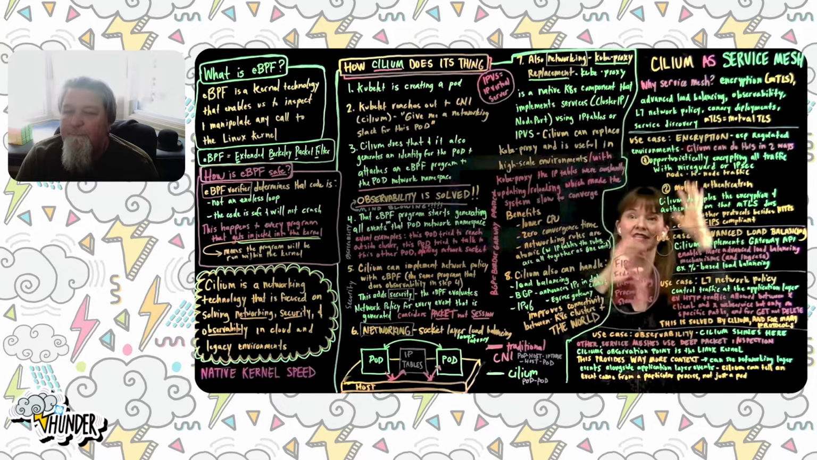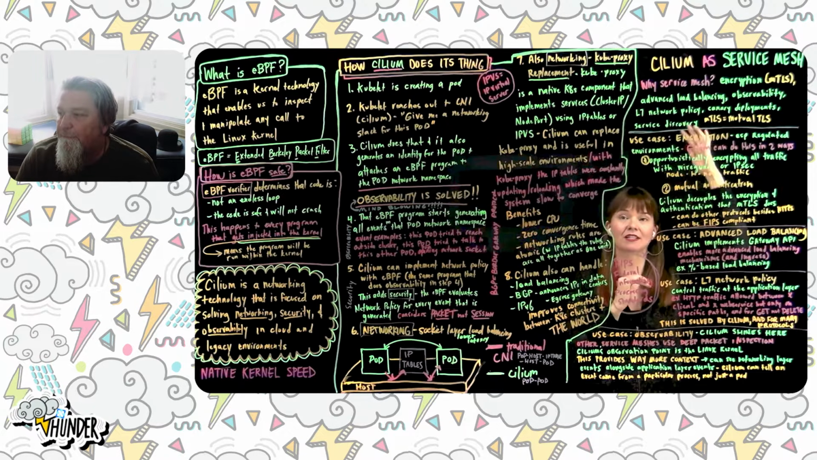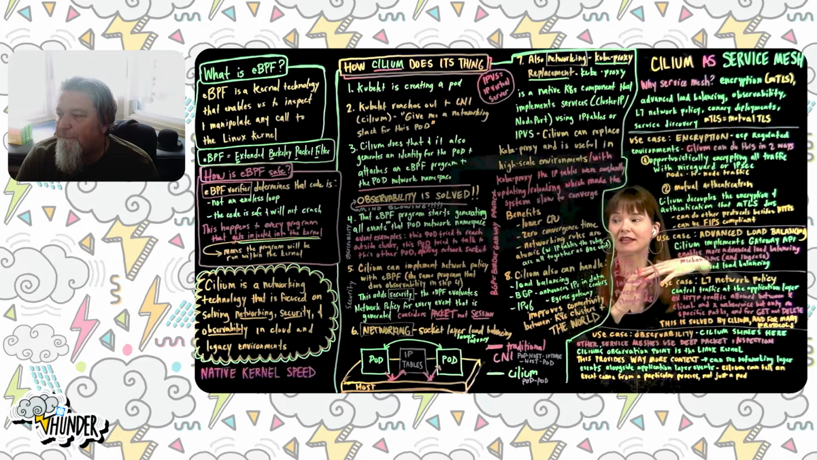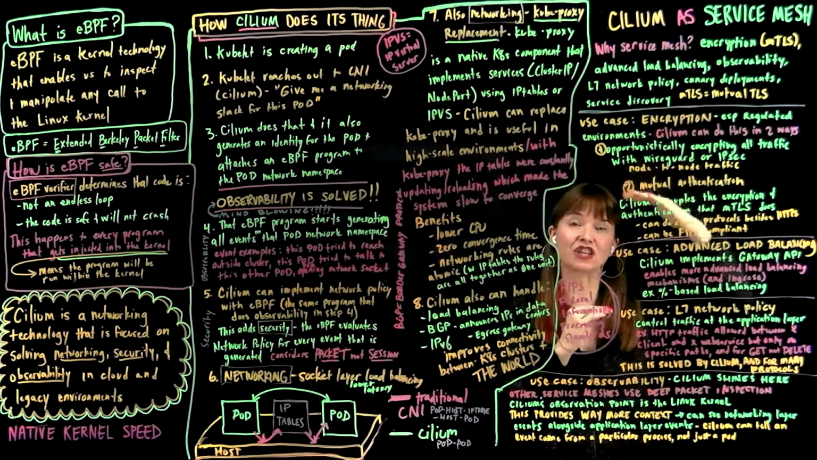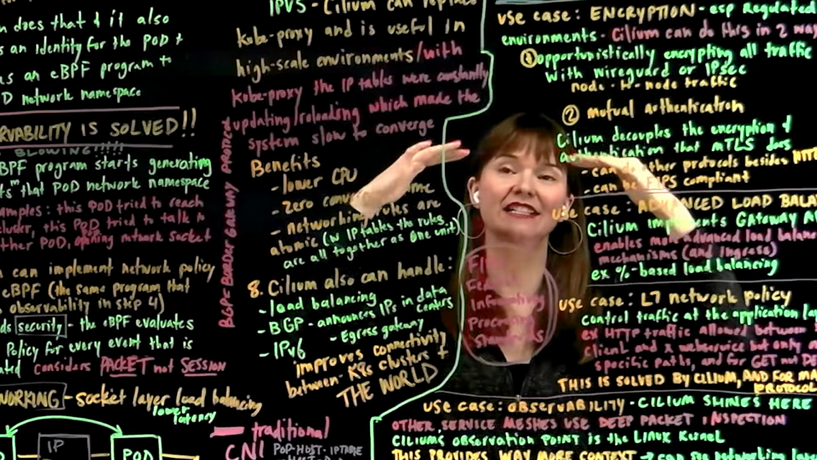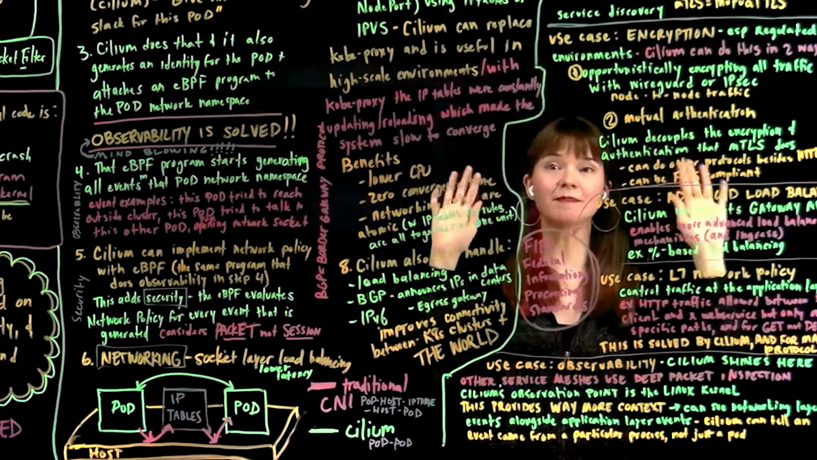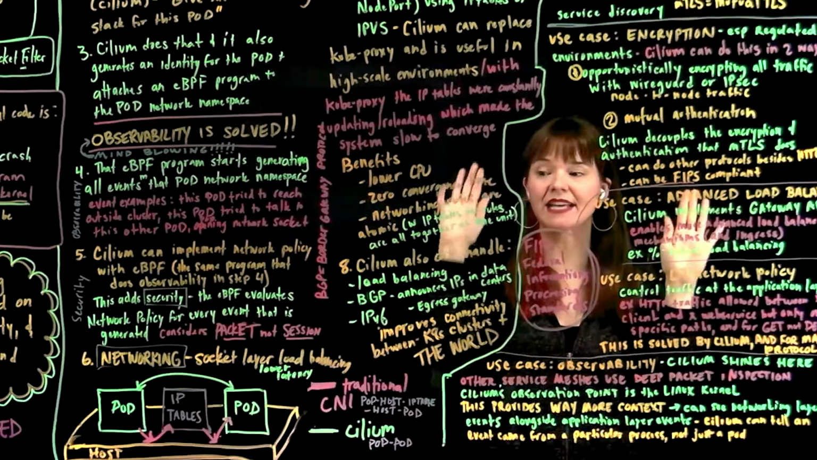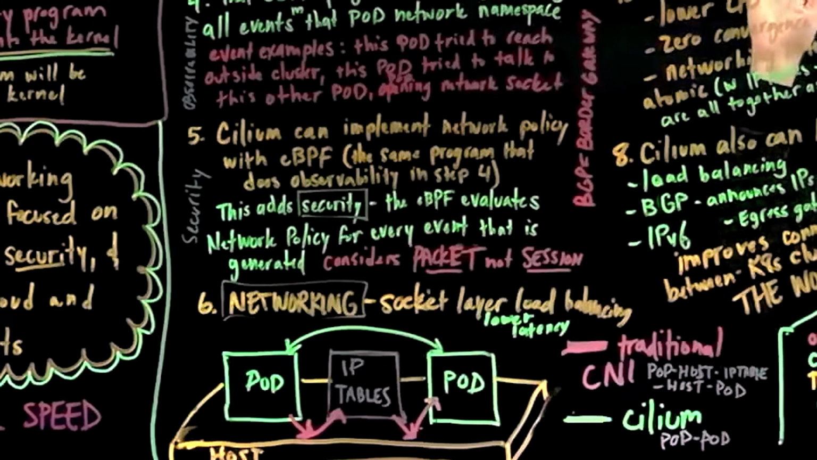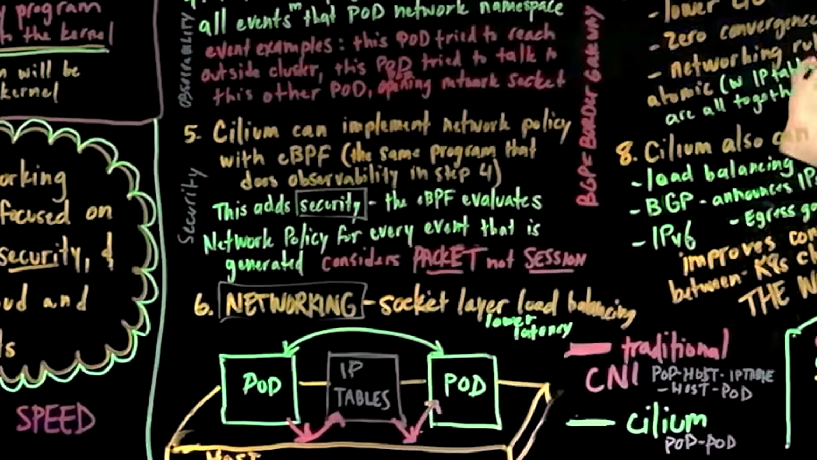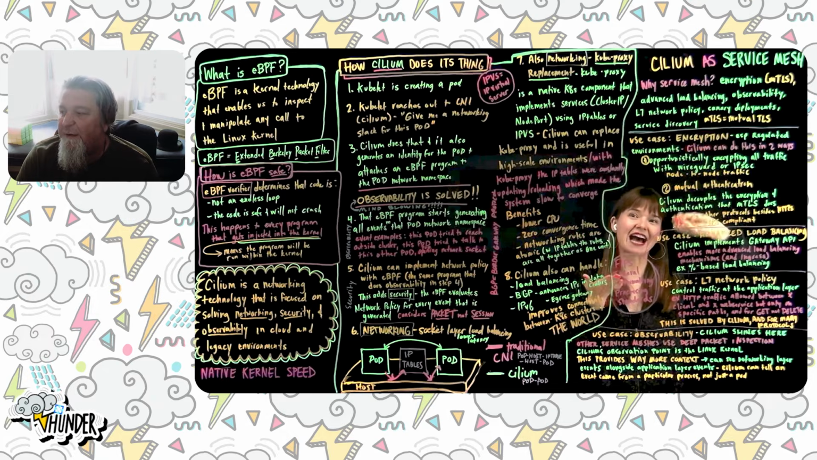It is using this stream of events that we talked about that's helpful for observability. And for every event that's generated, Cilium is weighing that event against network policy and saying yes or no. So this means that the network policy is happening at a packet level. With Cilium, previously it happened at a session level. How is that beneficial? First, I'll clarify a little bit.